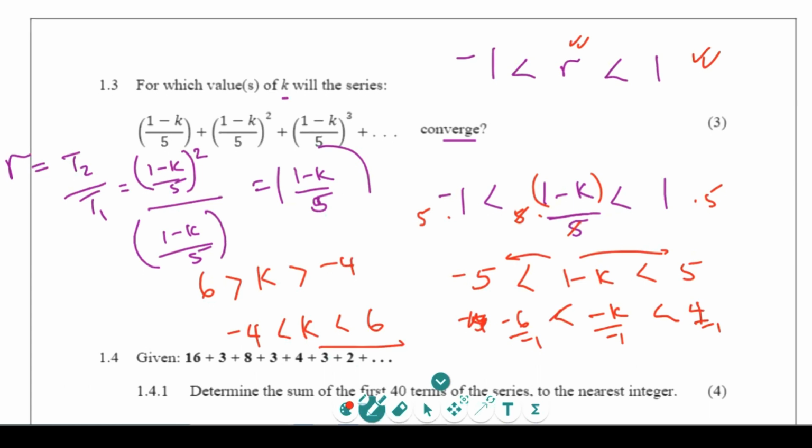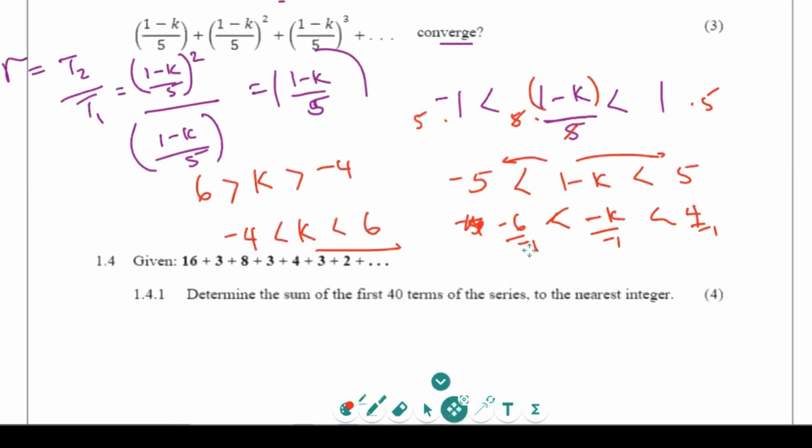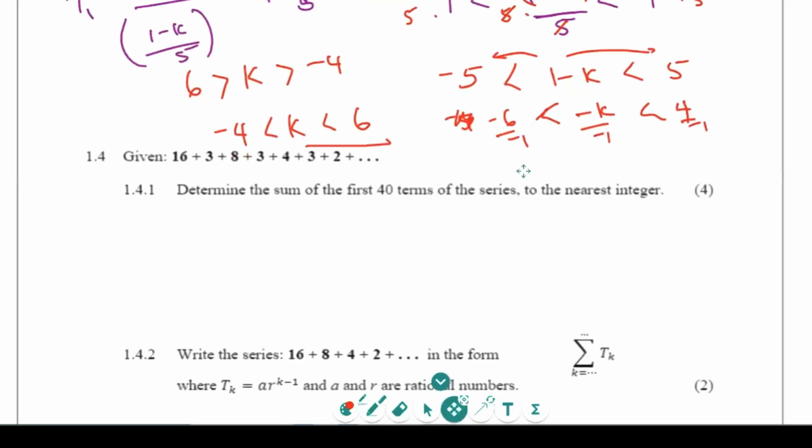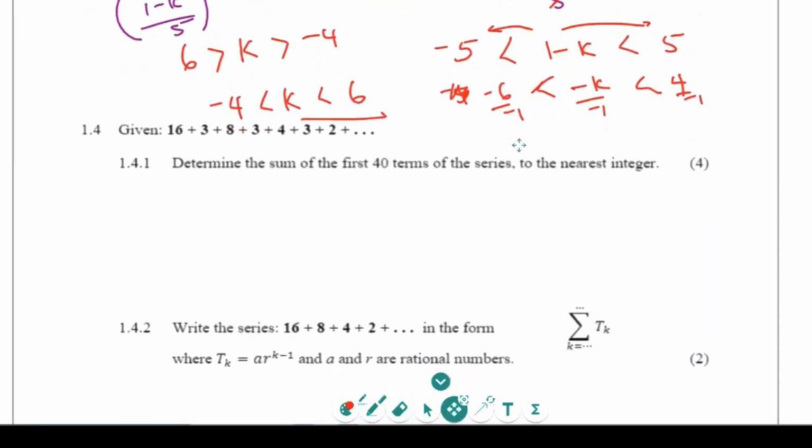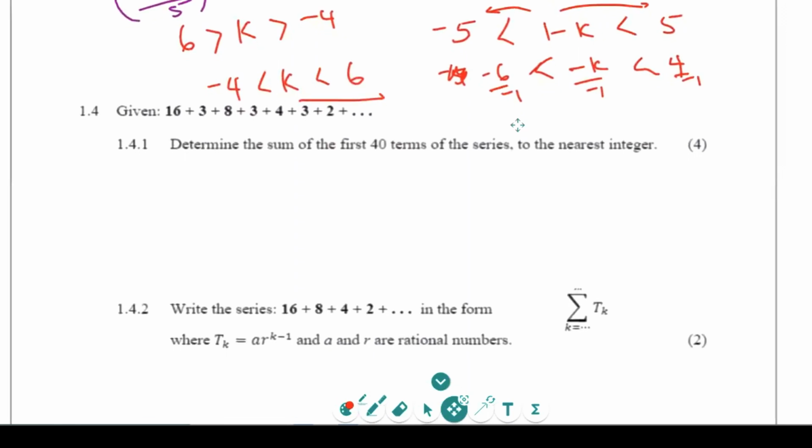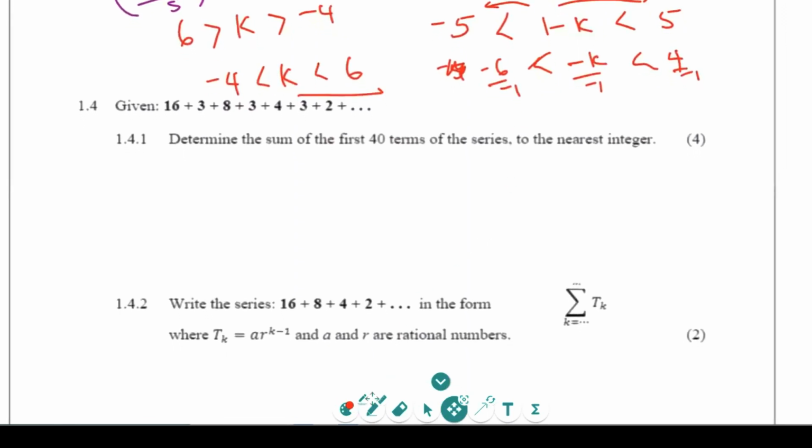Okay, and then we have the next question, which is 1.4. In 1.4, we've been given 16, 3 plus 8 plus 3 plus 4 plus 3 plus 2 plus, and the series continues. 1.4.1, determine the sum of the first 40 terms of the series to the nearest integer. So someone needs to be very careful with the sequence or the series that is happening.